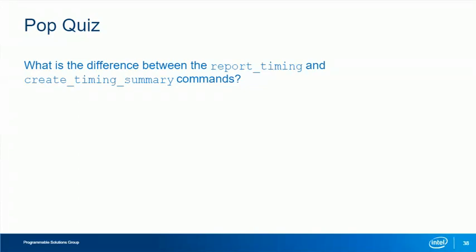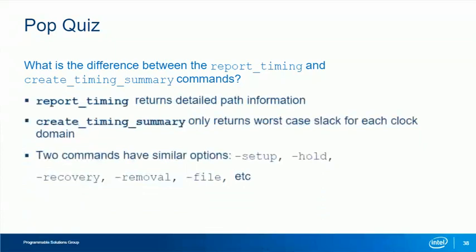The two commands both return timing information pertaining to your design. They have some similar options, such as the type of report to run and where to output the results. However, the report timing command returns information on the worst case paths along with associated slack and detailed delay information about the path. The create timing summary command will generate a summary report with worst case slack per clock domain.